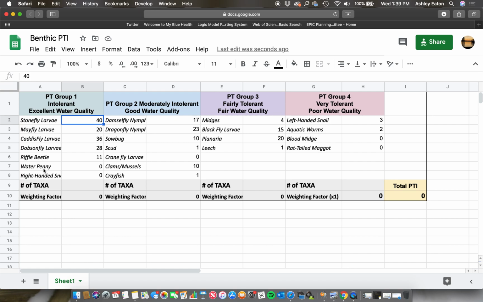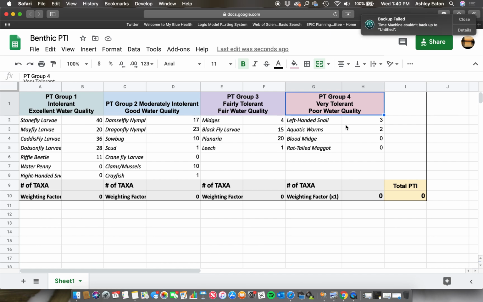And so you can go ahead and fill in here how many organisms you found for each group. And so you'll see up here columns A and B are looking at pollution tolerance group 1. So these are going to be species that are incredibly intolerant of pollution and are found in really pristine and healthy waterways. And as you start to work your way down to columns C and D, and then E and F, and then G and H, down here you'll see that this is where organisms that are incredibly tolerant of pollution and that are going to be found in poor water quality are.